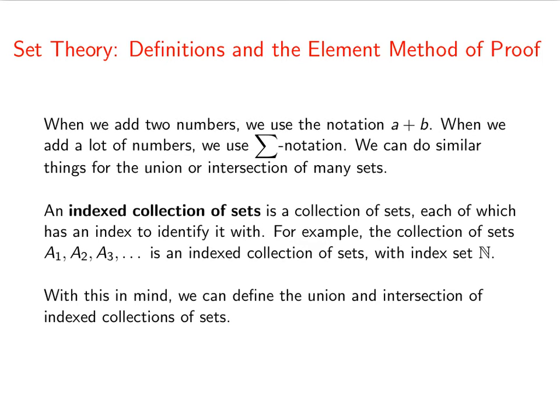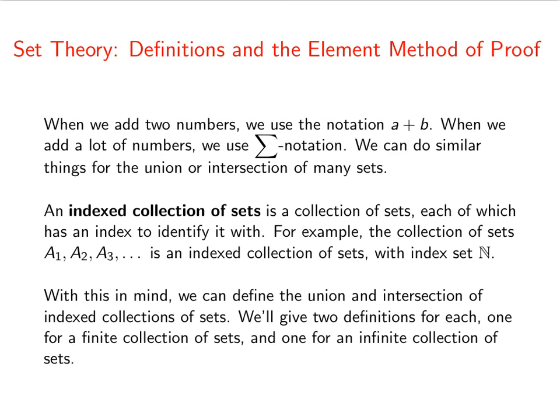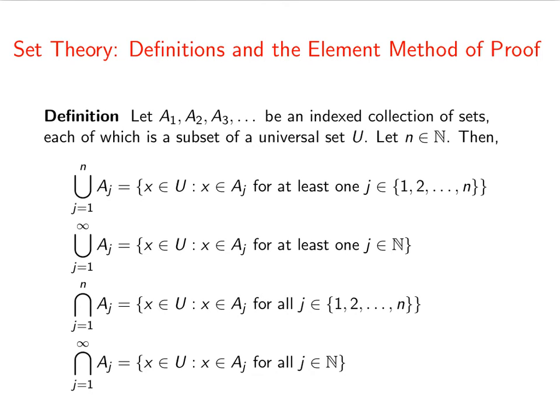So with that in mind, now we're going to define the union and intersection of indexed collections of sets. We're going to give two definitions for each. One works for a finite collection of sets, the other for an infinite collection. All right, so the definition looks like this. If you want to take an infinite collection of sets, A1, A2, A3, each of which is a subset of a universal set U, then we can create finite unions like this and finite intersections like this.